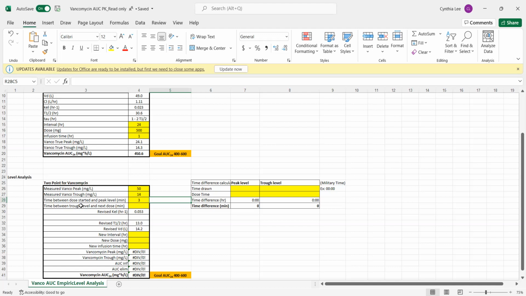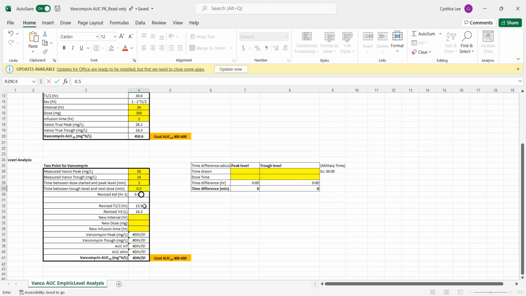And then the time between trough level and next dose, typically it's between like 30 to 60 minutes before we administer another dose, right? So again, it will depend on your EHR data. It's not going to be a perfect 30 minutes, 0.5, or 1 hour. It might be like 0.75, if it's 45 minutes or something like that. So let's say it's 0.5, right? They obtain the trough 30 minutes before the next dose. Then we put it there.